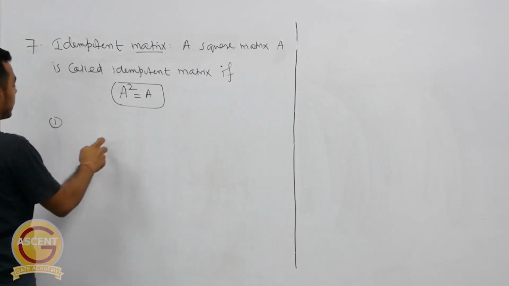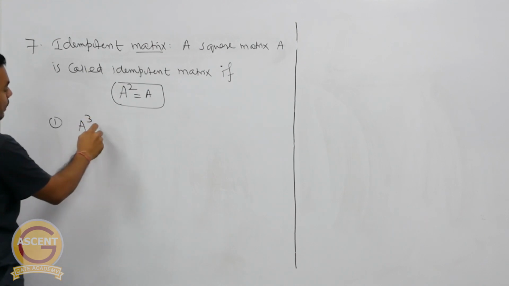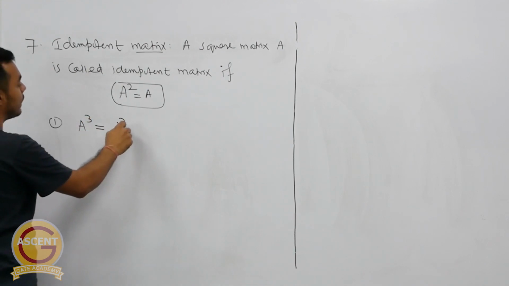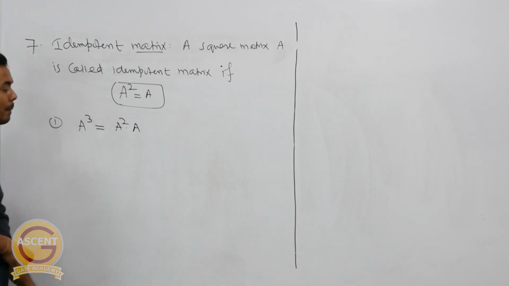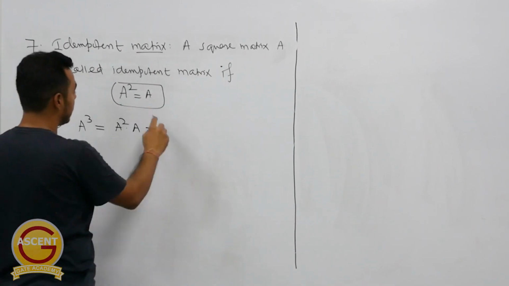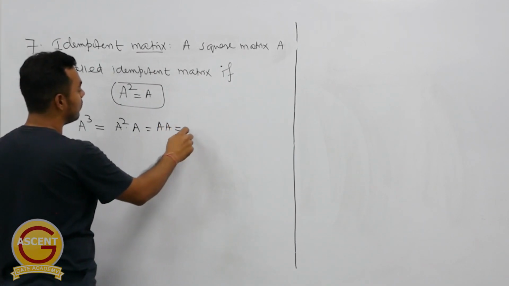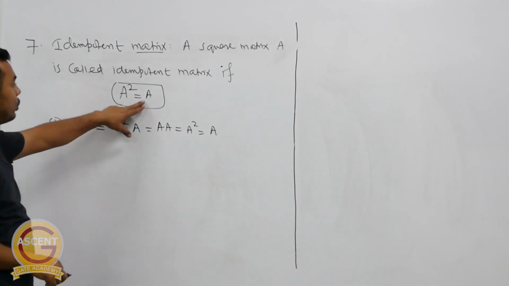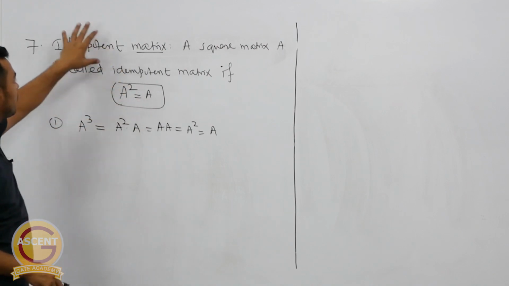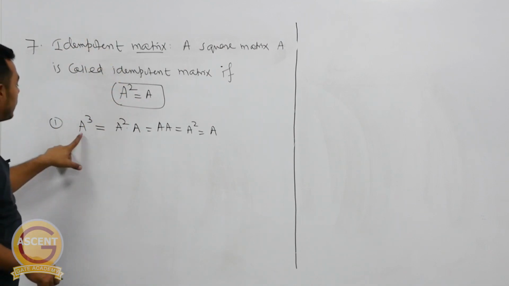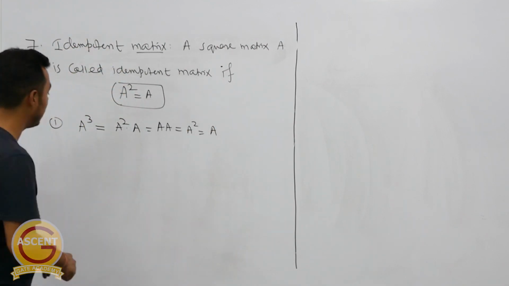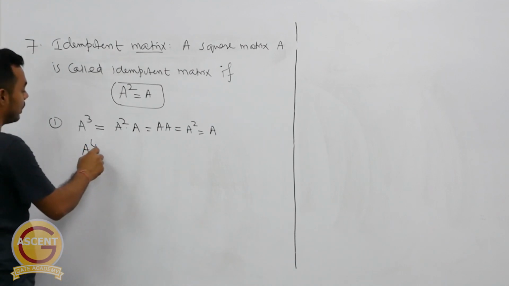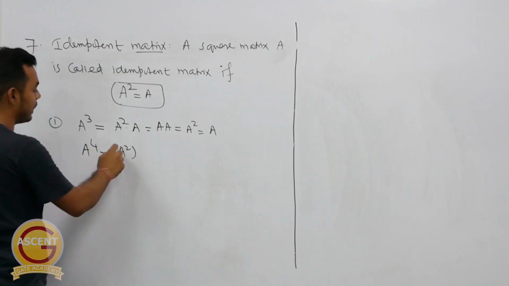Now again, there is one very important property related with this idempotent matrix. If A square is A, and if I have to calculate A cube, then I can write A cube as A square into A. Now A square we have seen is A, so I can write this as A into A, which is A square. This is nothing but matrix A. So if a matrix is idempotent, then A cube is also A. Similarly, you can show that A to the power 4, this will be A square square.